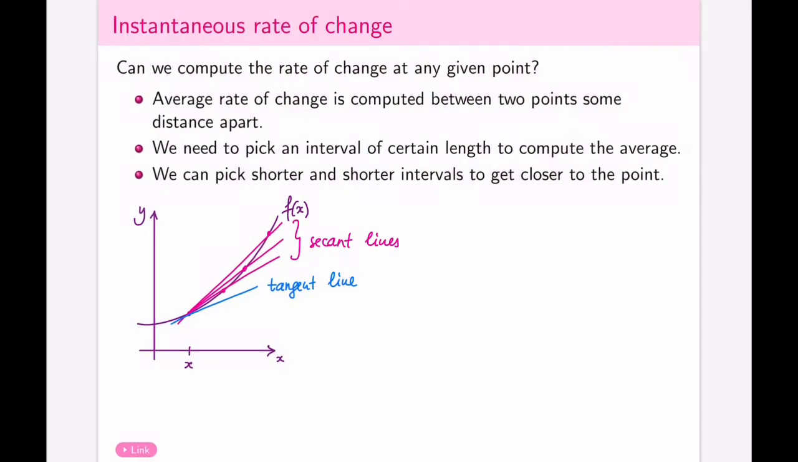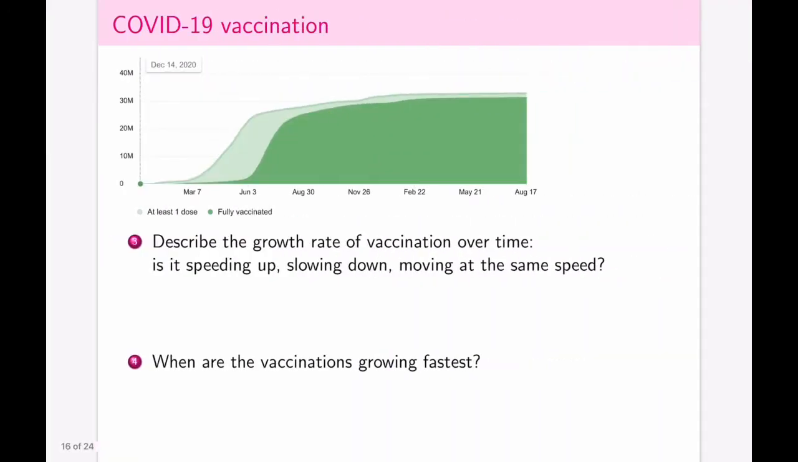Now, what does that mean in terms of applications? Let's go back to our COVID-19 vaccination application. Remember that the second part of the question asked to describe what actually happens over time in terms of vaccination rates. Are they growing? Are they slowing down? Are they continuously growing but at about the same speed? So remember what we did was we looked at a 3-month period.